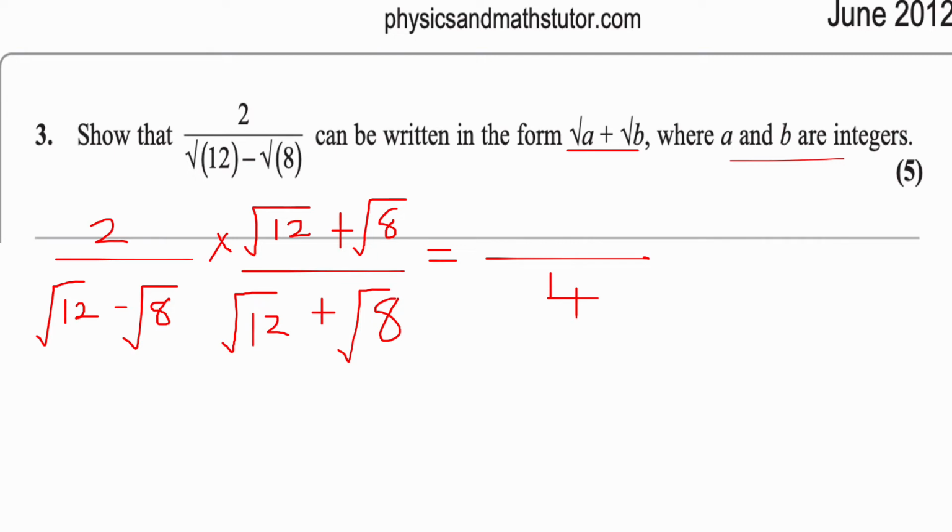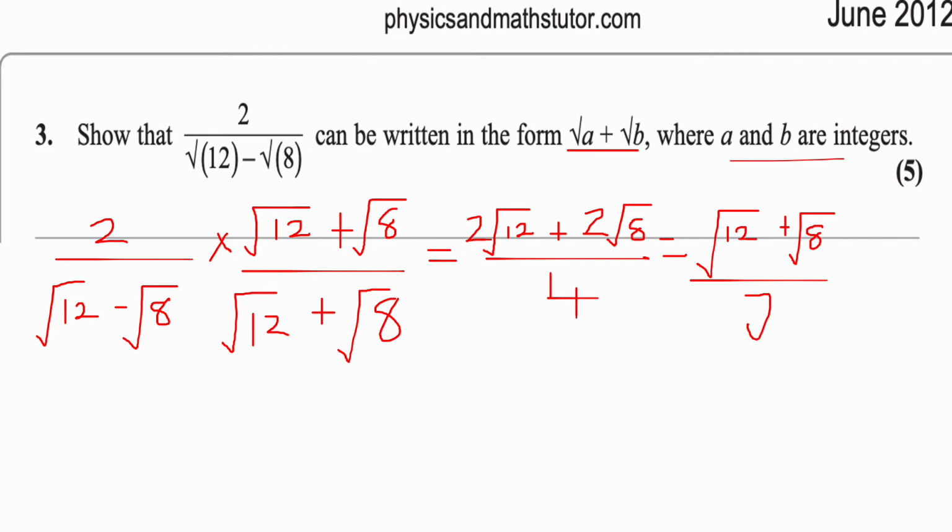On the top, I'm going to have 2 lots of root 12 plus 2 lots of root 8. For that one, let's just start cancelling now to make it a bit easier. So I'm going to have root 12 plus root 8 all over 2. And now I can simplify the numerator by simplifying each surd separately.